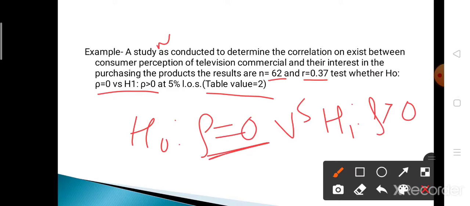Rho is equal to 0 means there is no correlation between the variables, and rho is greater than 0 means the positive correlation exists between the variables. So we want to test whether the correlation is positive or there is no correlation.